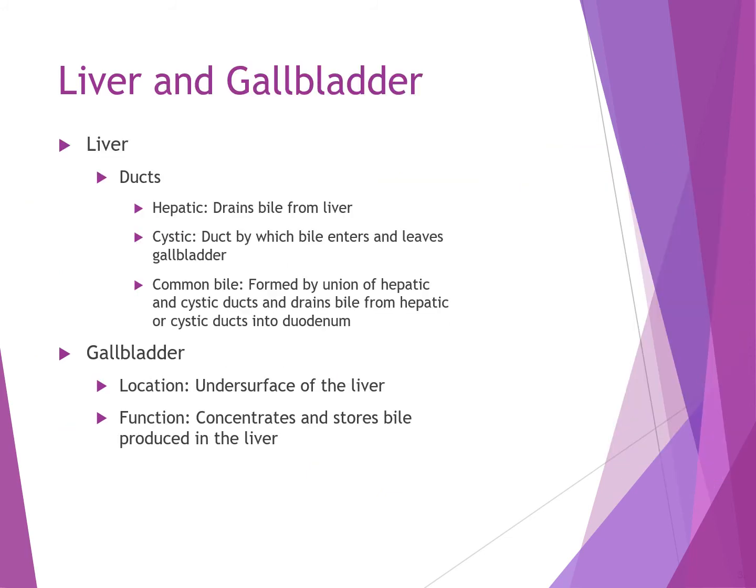So the liver has a variety of ducts. Now the hepatic duct, we're going to look at an image here in a second, but the hepatic duct's job is to drain bile from the liver. The cystic duct is the duct by which bile enters and leaves the gallbladder, and the common bile duct is the union of the hepatic and cystic duct. So we're going to look at that. The gallbladder, like I said, lives underneath the liver, and its job is to store bile that is produced by its friend, the liver.